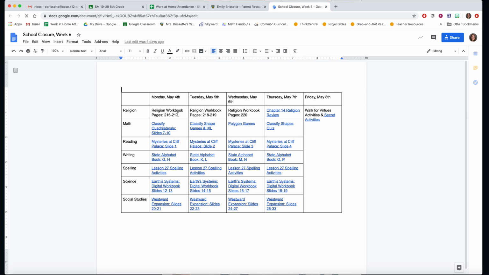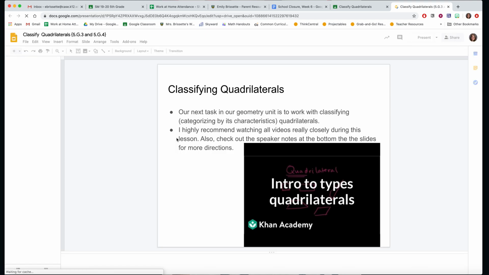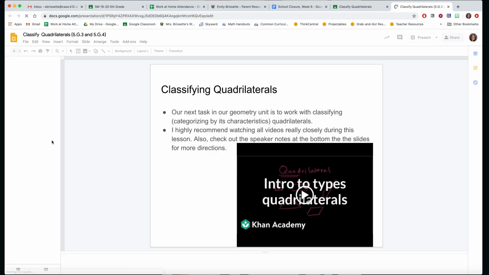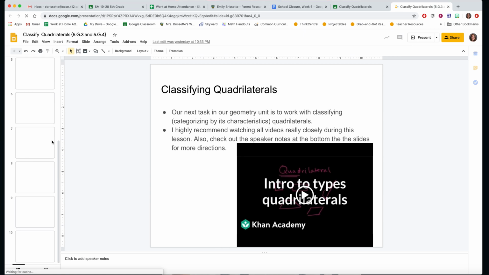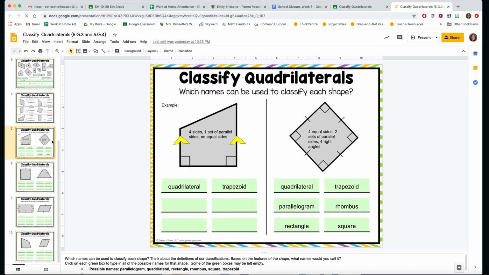I have a couple pages for religion for you to work on. We're going to wrap up quadrilaterals for math. On slide 7, I believe it said. So this is an example slide that I did for you. You're going to be labeling the quadrilateral with as many names as you think it can have.